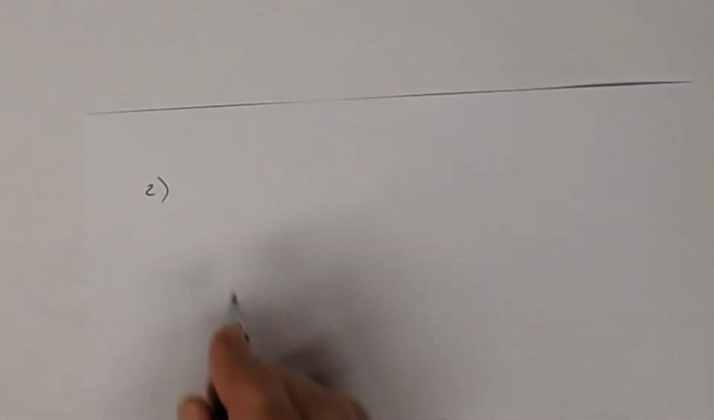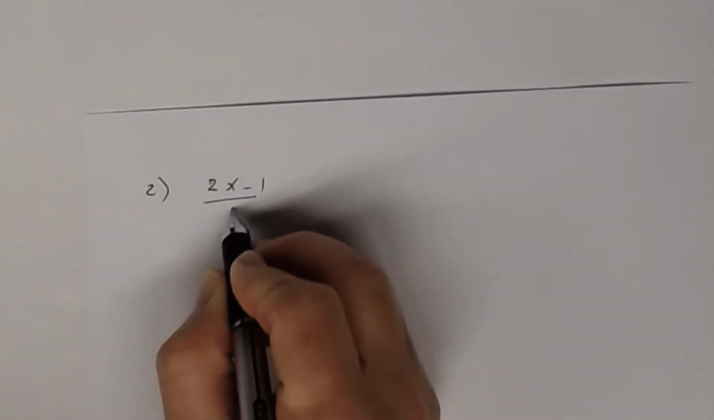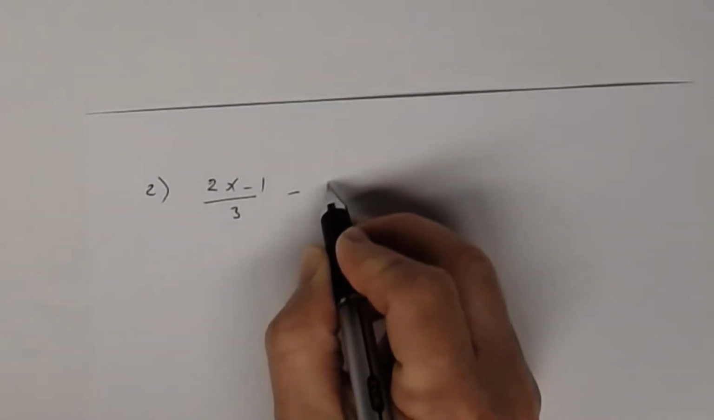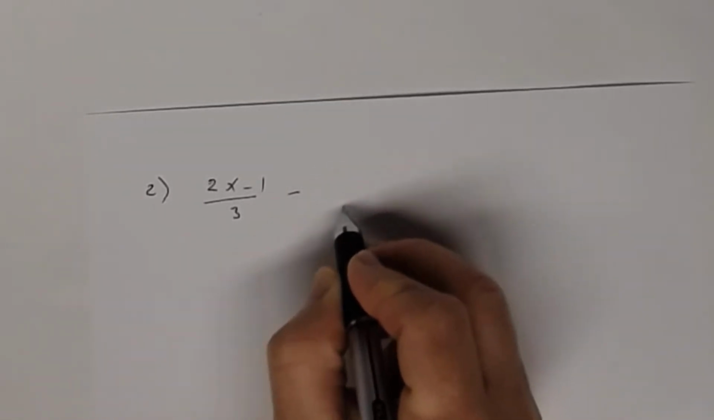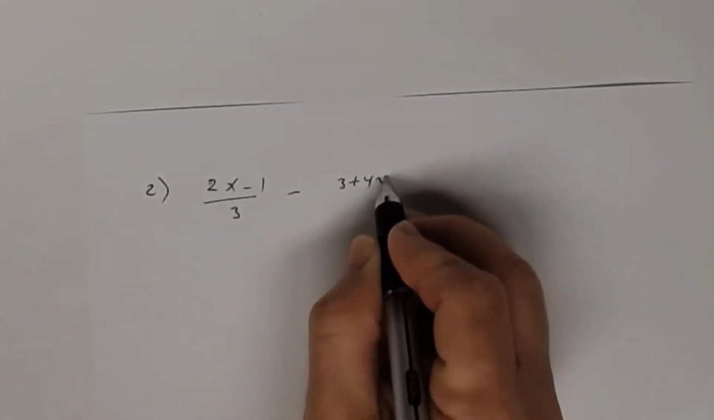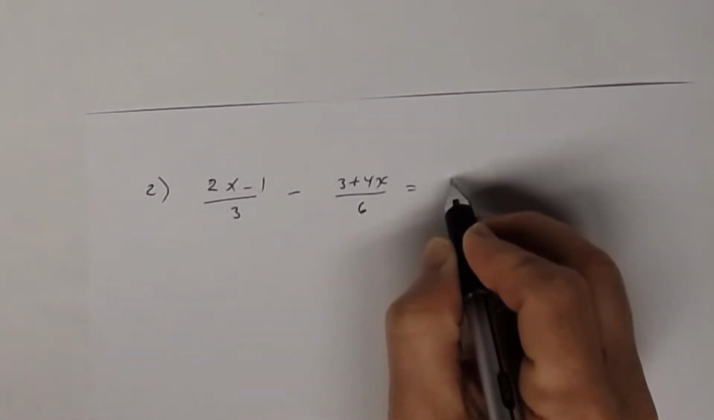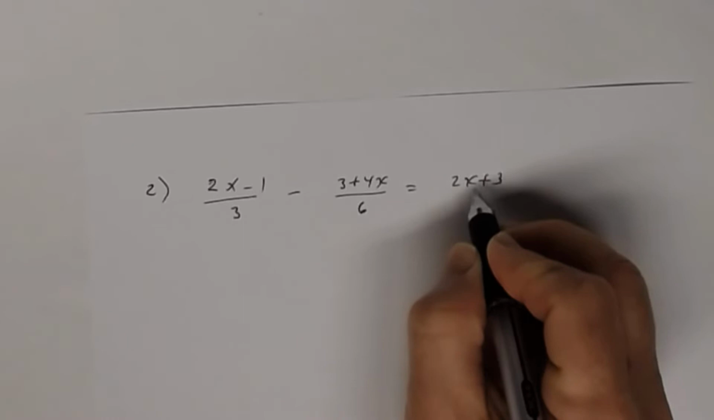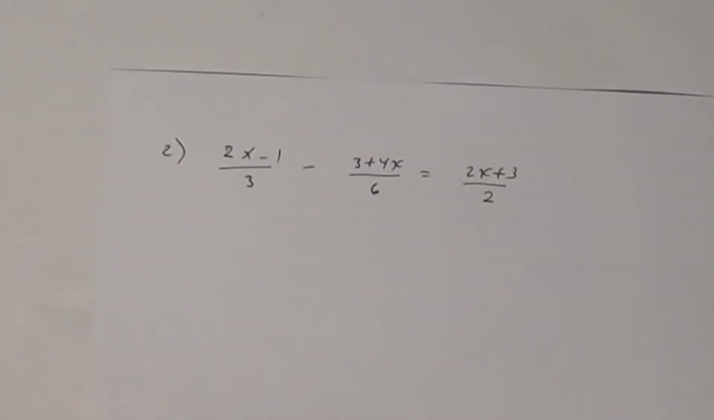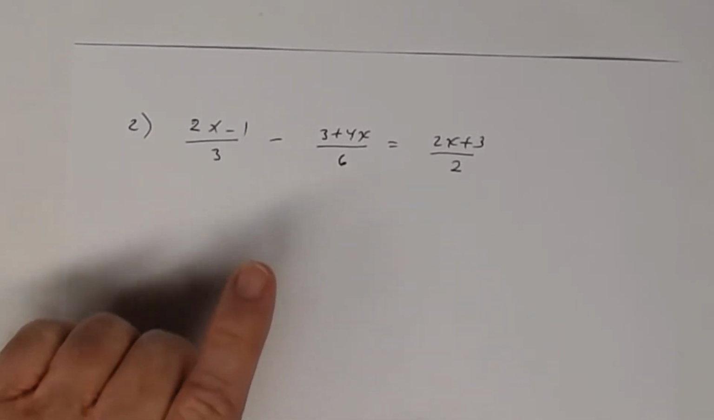So number two, you have this situation. We have this linear equation that looks like this: (2x minus 1) divided by 3, minus this other fraction, this rational expression, (3x plus 4x) divided by 6, equals (2x plus 3) divided by 2. All right. Now this is a linear equation.